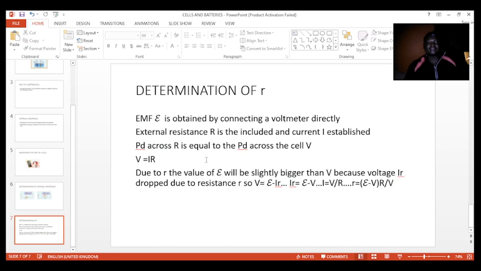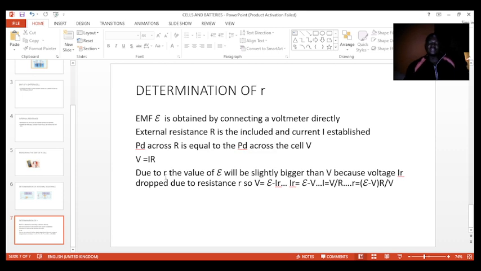Now the EMF of the battery will be obtained by connecting a voltmeter directly, as I said. So you record down that value, let's say it is E, and then we introduce the external resistance R. When we introduce the external resistance R, it means that current I is going to be established. Now, if current is going to be established, then the potential difference across our load, which is R, is going to be given by the product of current and resistance, meaning V, which is the potential difference across R, is going to be equal to IR.